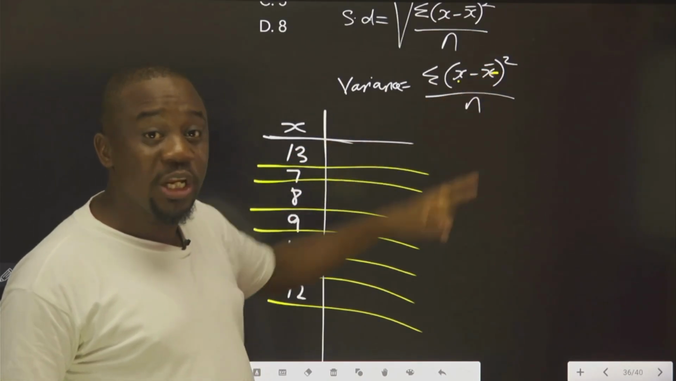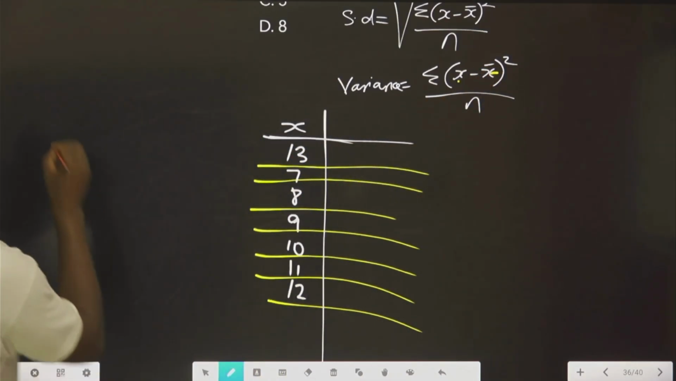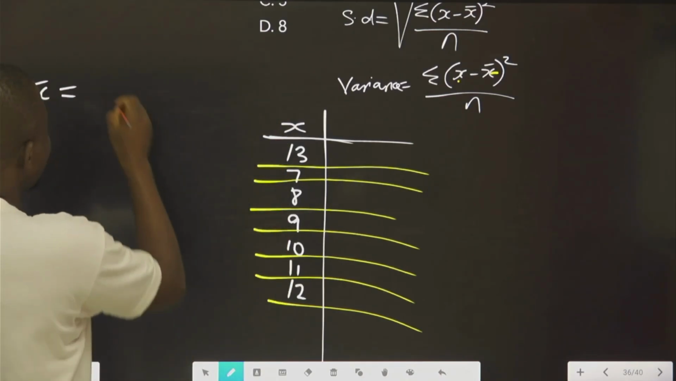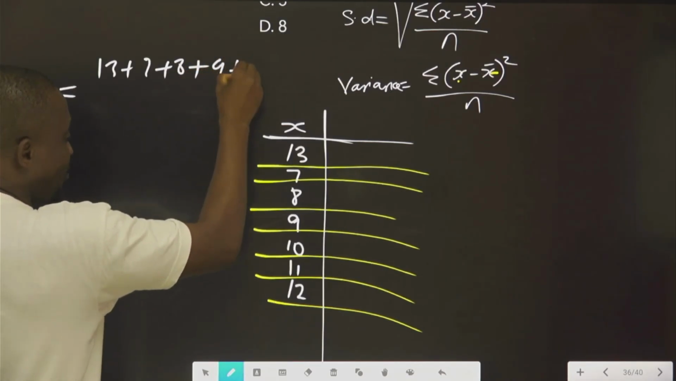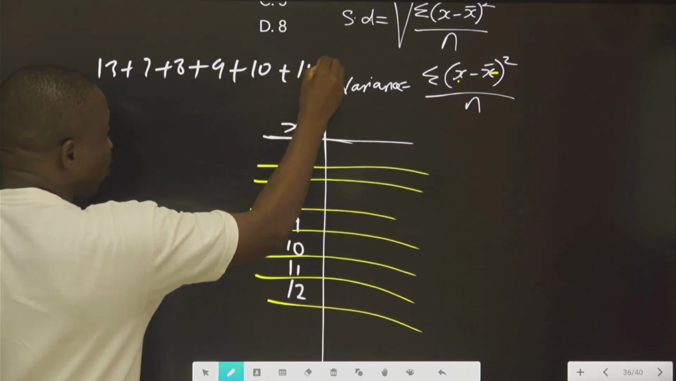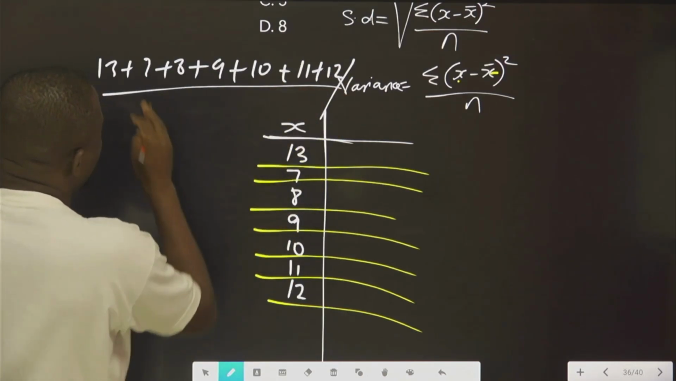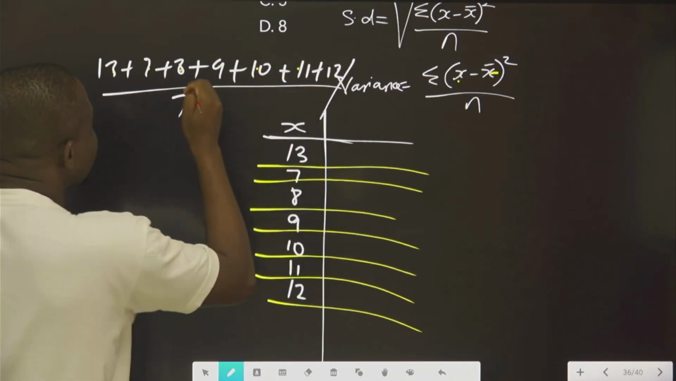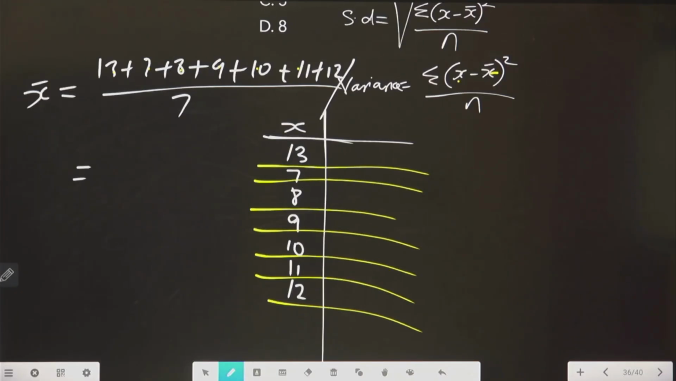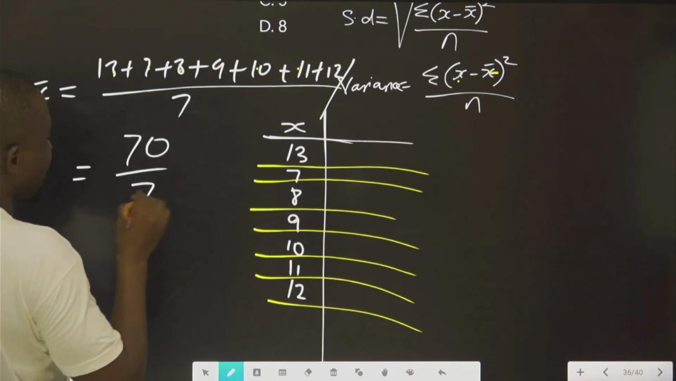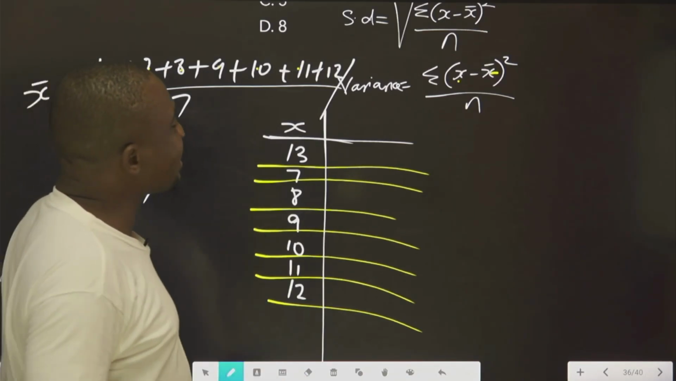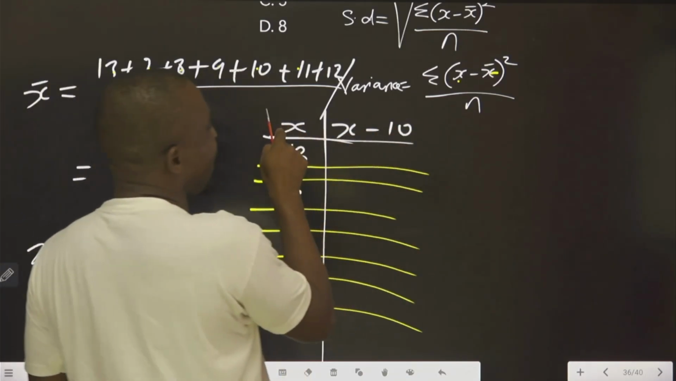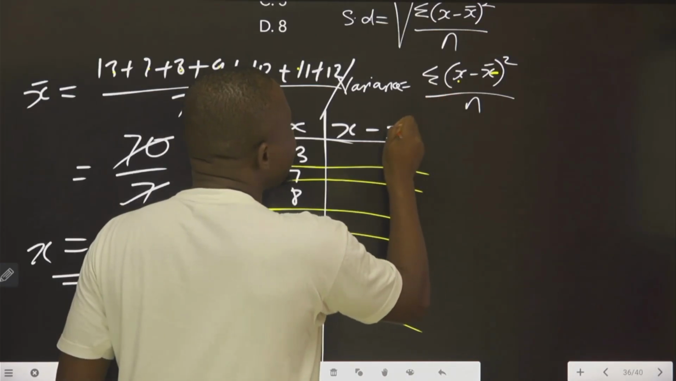Now, we have this x. We don't know the mean. We need to calculate the mean first, okay? To calculate the mean, we have 13 plus 7 plus 8 plus 9 plus 10 plus 11 plus 12, all over 1, 2, 3, 4, 5, 6, 7. That is 7. Let me use calculator to do this. This numerator will give us 70, then over 7. At the end of the day, we have 10. So the mean is 10. So what it means is that we are going to remove the mean from this x.